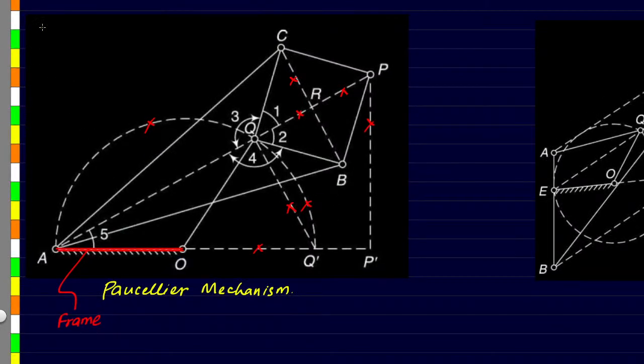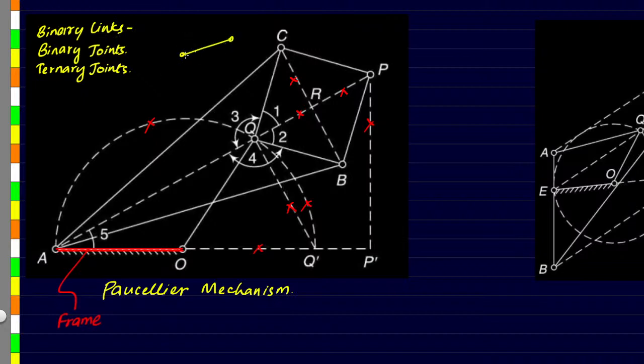What are the three things we need? We need binary links, binary joints, and ternary joints. Binary link means a link which has two joints. They may be at the two ends, or one at the end and one at the middle, or anywhere. If a link is connected to two other links, then it is called a binary link.